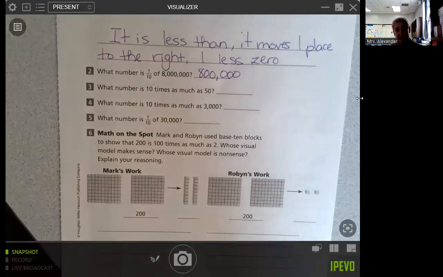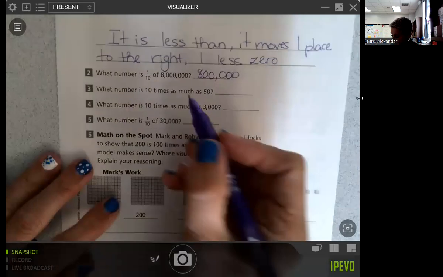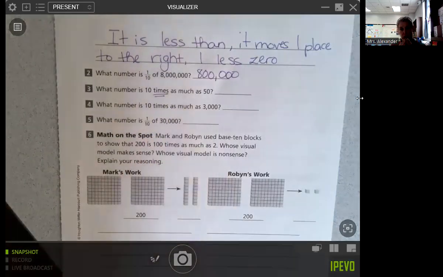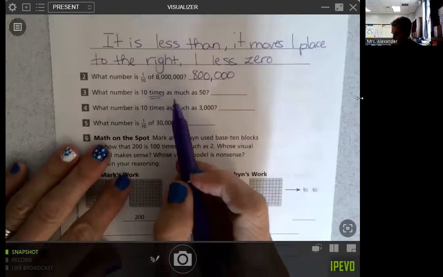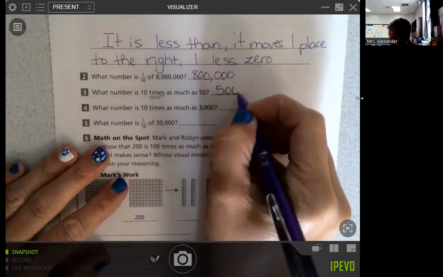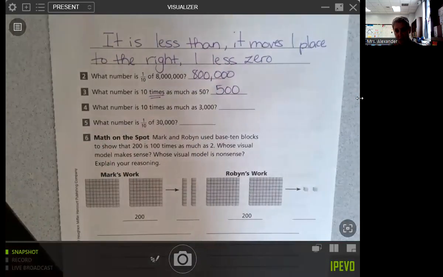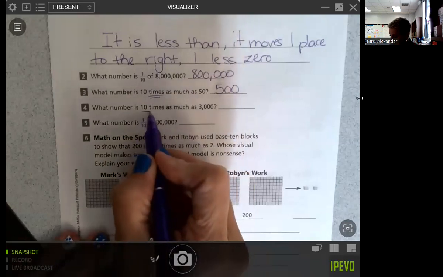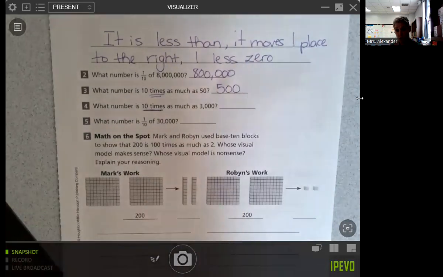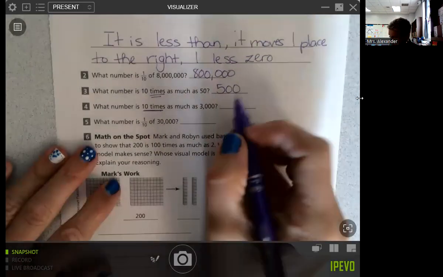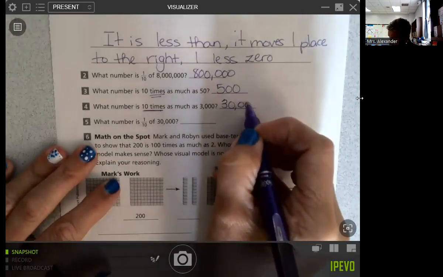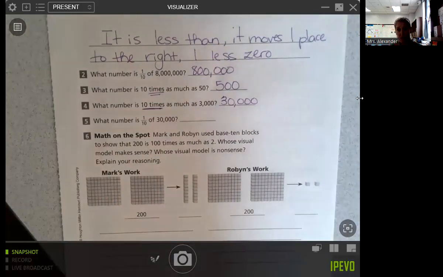What number is 10 times as much as 50? Here we have the word times. We should know that our number then should be bigger or greater. So 10 times 50, we would add a 0, moving that 5 to the left in our place value chart. What number is 10 times as much as 3,000? Again, 10 times as much, we're getting bigger or greater, as we would say in math. So instead of 3,000, we're going to add a 0. We'll have 30,000, moving that 3 over to the left of our place value chart.